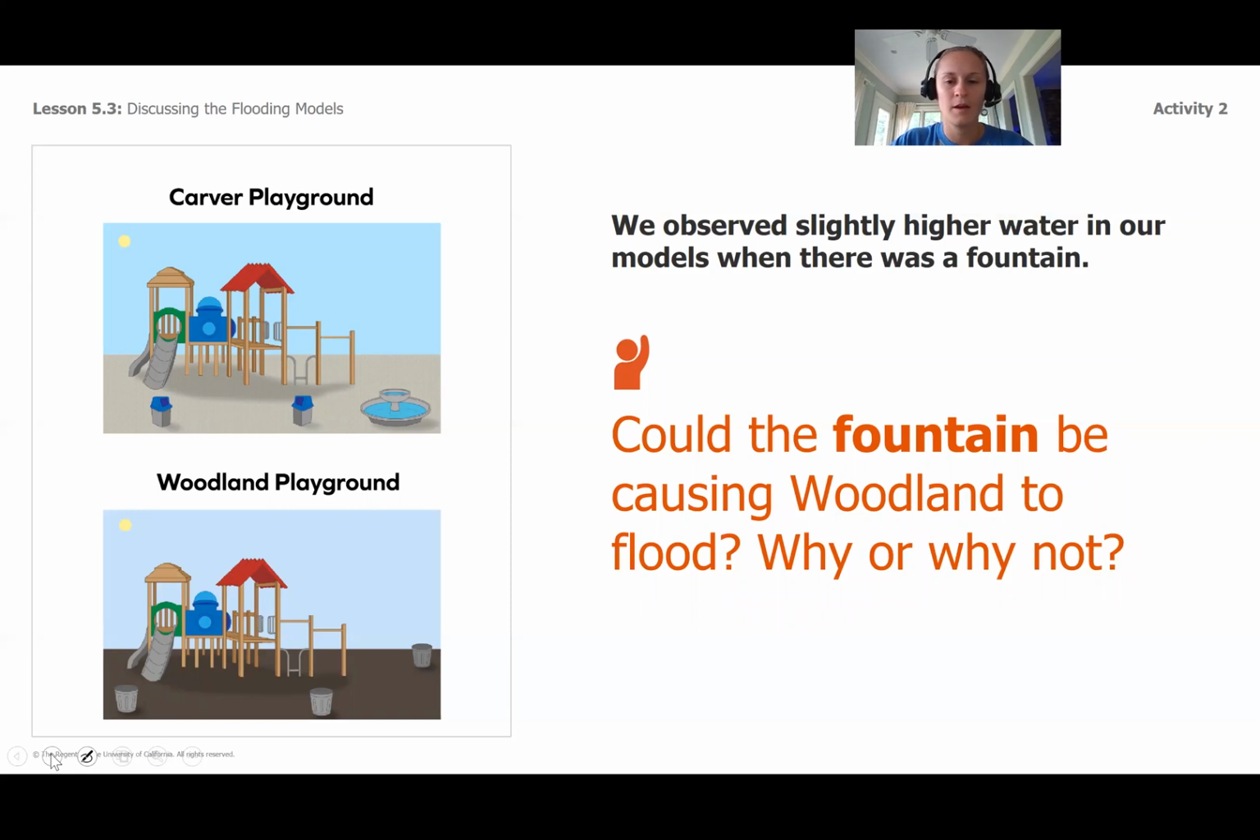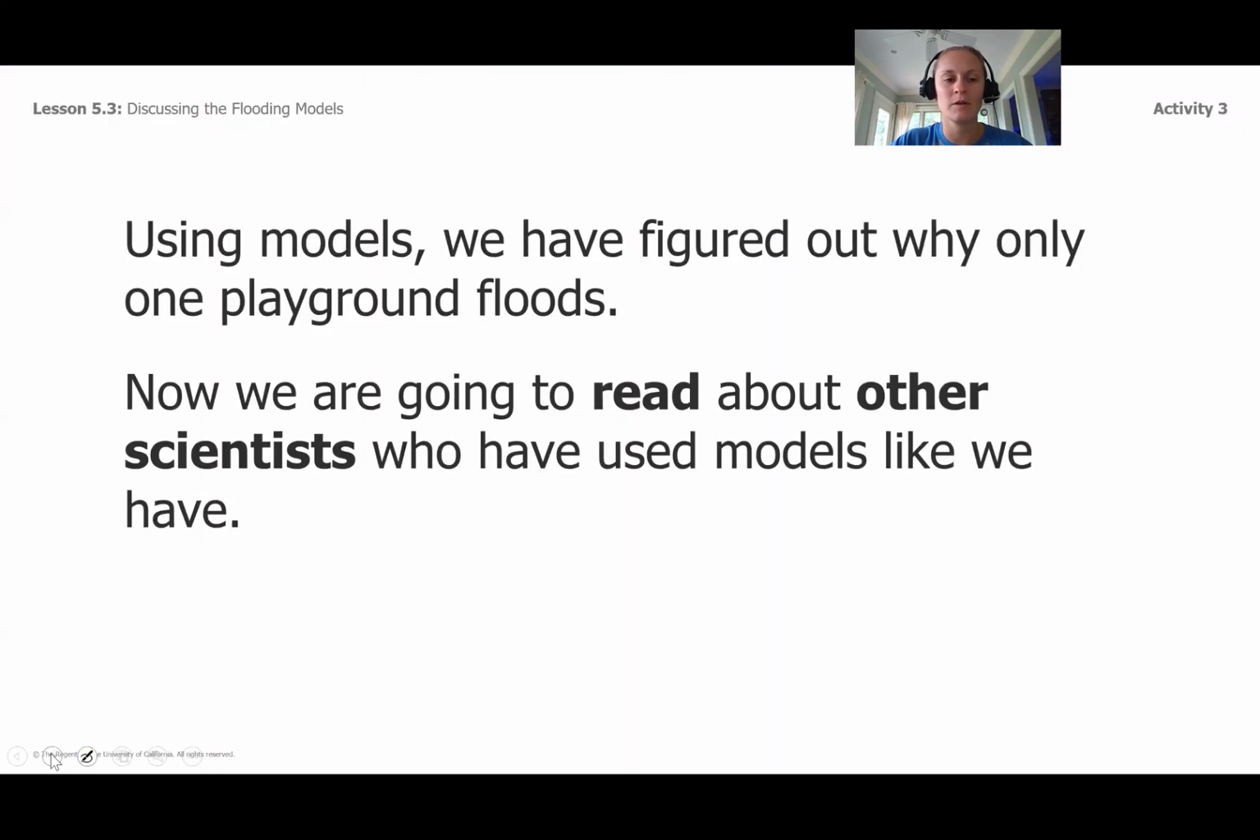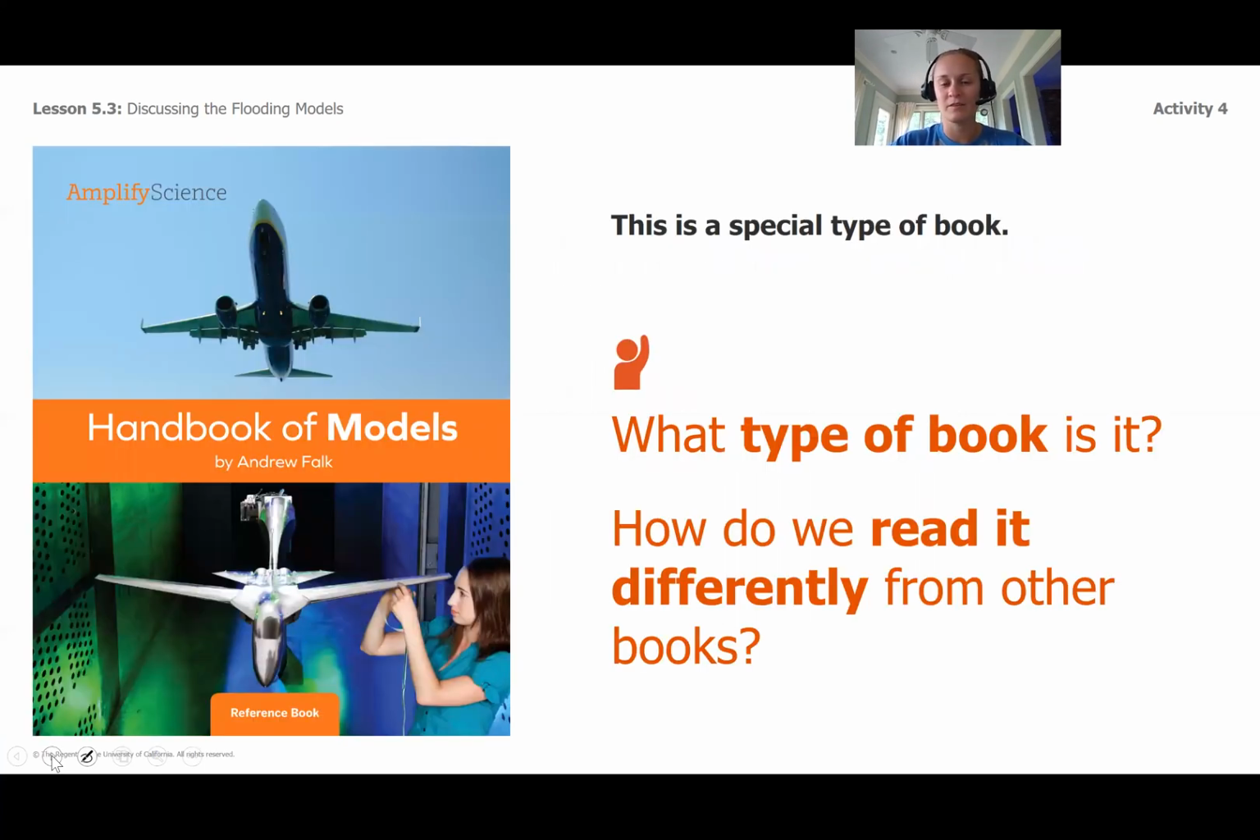Okay. So let's move on to day 3. So using our models, we figured out why only one playground floods. And we realized it was not the fountain, it's not the garbage can covers, it's not the color of the surface, but it's actually the surface material, right? So now we're going to read about how other scientists who have used models like we have look at and use models, okay?